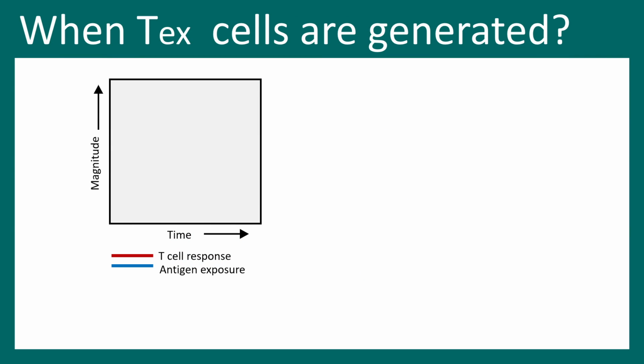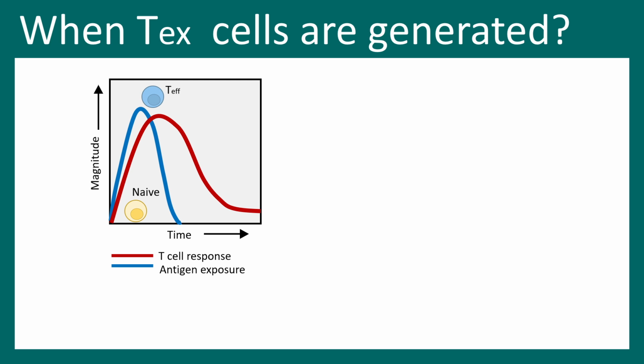Now it's also important to understand that the antigen exposure kinetics determine the response kinetics. So here the T cell response kinetics is in red, and blue denotes the antigen exposure kinetics. Here you have a naive T cell which would be activated and ultimately become a T effector cell, and eventually when the pathogen is eliminated and antigen level is down, it would become a memory T cell.